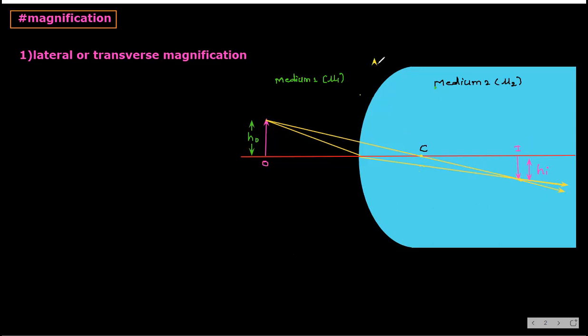How to decide the position? Somewhere they will intersect. The intersection point is your image formation. Same like ray diagrams for concave mirror and convex mirror, we have learned, no? Like that.